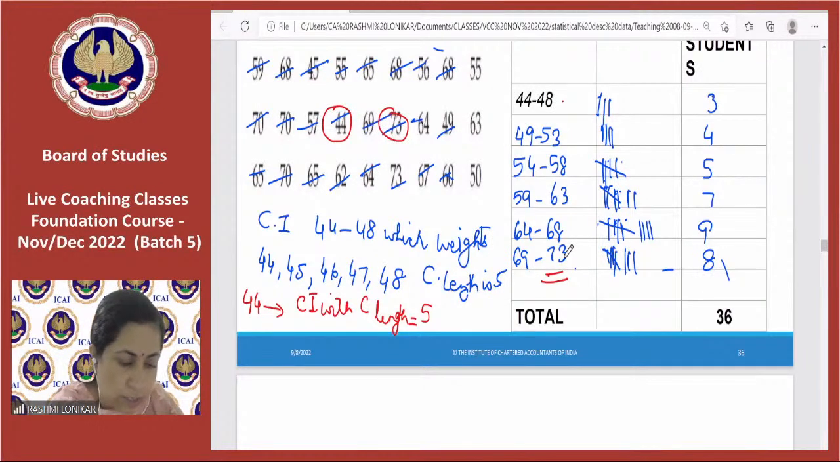Yes, Ruchi, class length and class width are the same. Okay, you want class boundary.